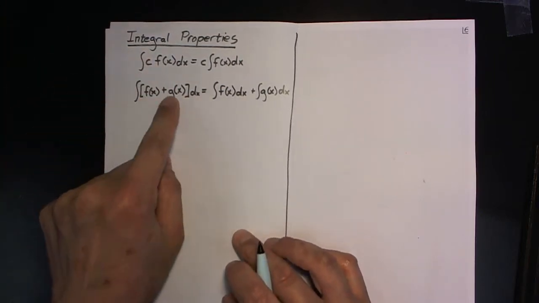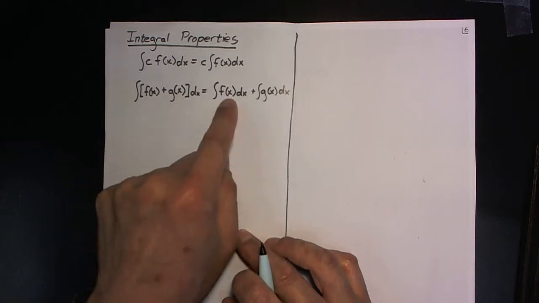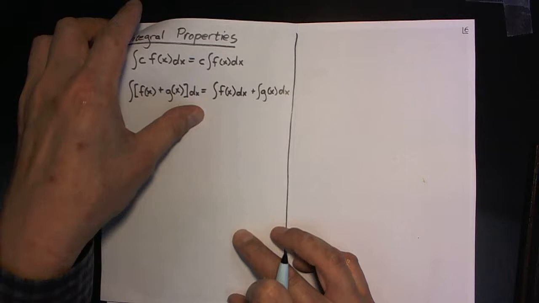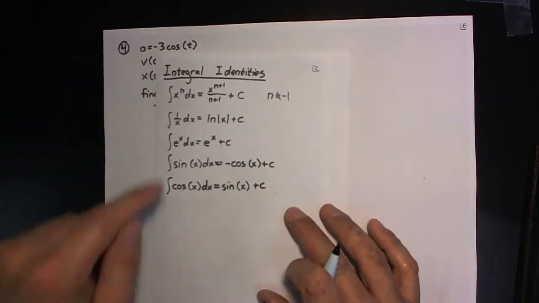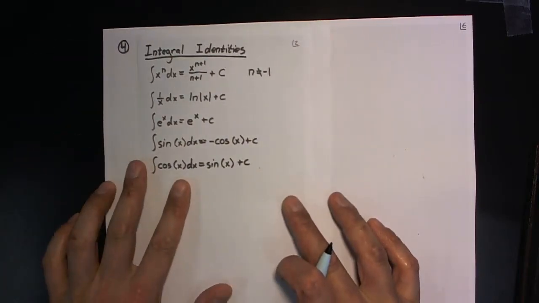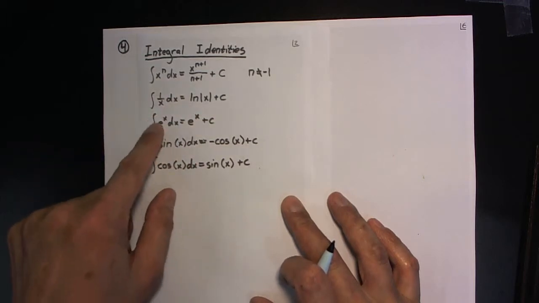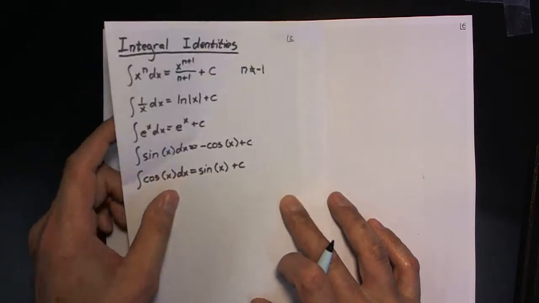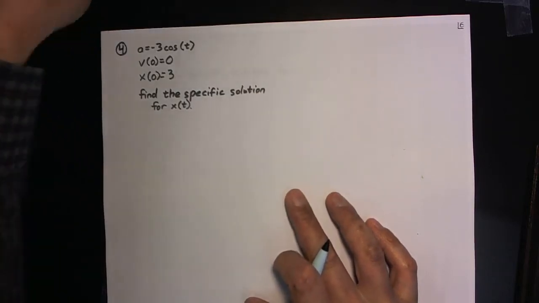Got your integral properties. If you got stuff added or subtracted from each other, you can distribute the integral. If you've got constants, you can move it outside the integral symbol. When you're done with that, you should have something that looks like one of these identities. And the identities allow you to get rid of the integral symbol and the dx, which is what we're trying to do, at least for step 1 of this.